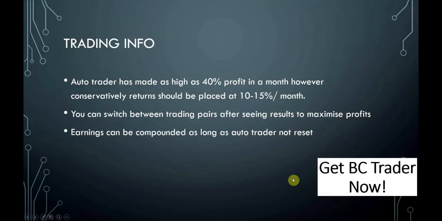Earnings can be compounded as long as the auto trade is not reset. Now, let's say, for example, you've locked in your money, $2,000 for the 500 contract or $100,000 for the 3,500 contract into Bitcoin USD, Ethereum USD, Litecoin USD, and Dash USD. Okay, as long as you don't do anything, it will compound. So whatever interest that you make, it will compound that amount of money. Let's say you made 10%. That 10% will again be traded.